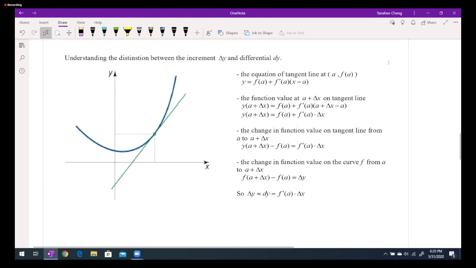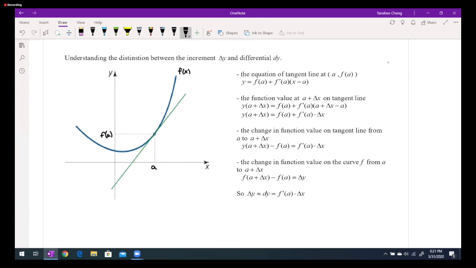Another thing we want to make clear is the increment delta y, which is the change in the y value of the function. How is that different from the differential? As before, let's say this function is f of x, and at the point x, I have a function value f of x. Since the function is differentiable at x, we can find the slope of the tangent line at that point, and therefore the equation of the tangent line. I'm going to use a, so that everything is consistent. So at a, we will be able to find the slope of the tangent line at a.